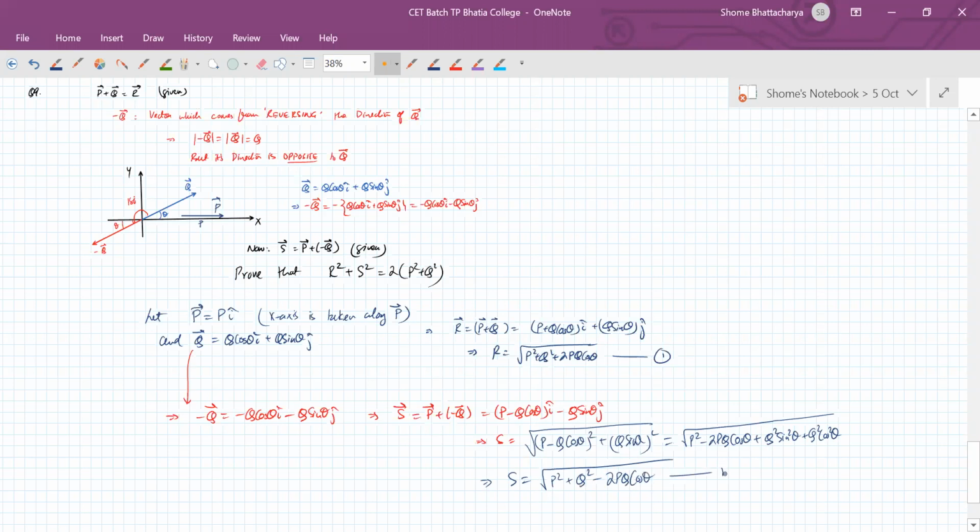Okay. So now when you compare equation 1 and 2, next from that you can see, take equation 1, square it and add it with equation 2 squared. So you will get on the left hand side r square plus s square. And on the right hand side, this term inside the square root added with this term inside the square root. So you'll just get 2 times p square plus q square. Hence proof. So this is the working principle here.